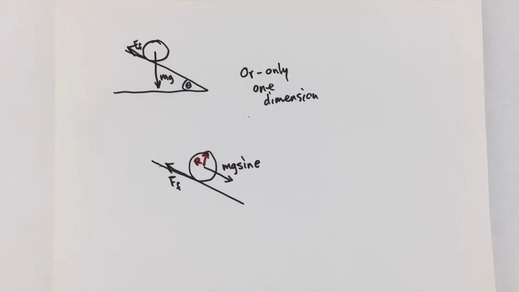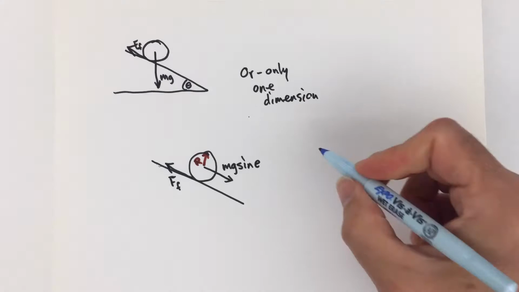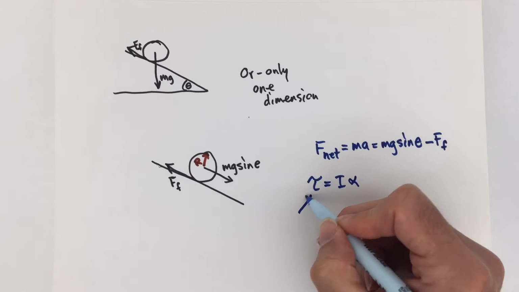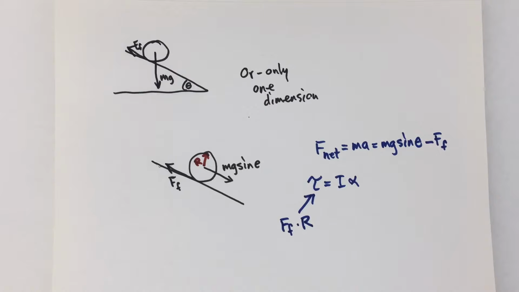This now gives us two equations of motion. One is the linear motion, F equals ma, and the other is the angular motion. The corresponding equation is torque is equal to I alpha, where I is the moment of inertia and alpha is the angular acceleration.